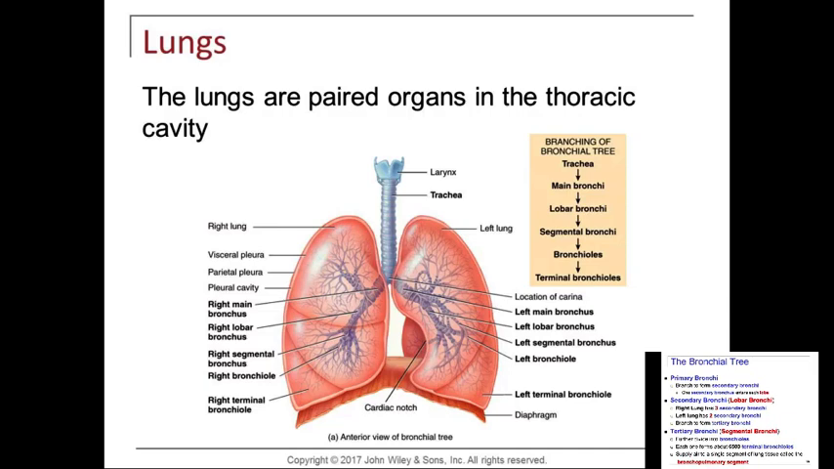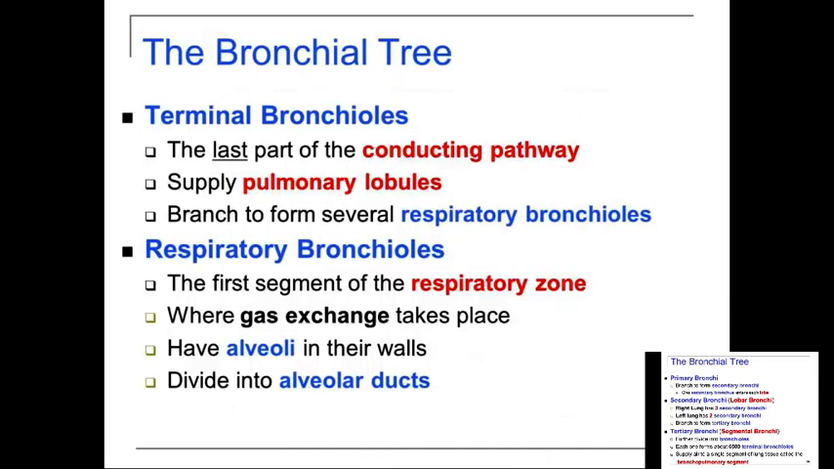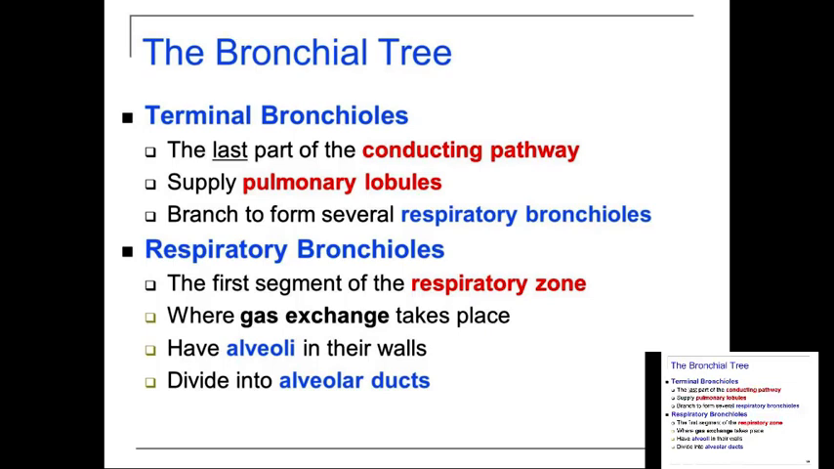The tertiary bronchi, also known as segmental bronchi, those divide into bronchioles. Now, each one forms about 6,500 terminal bronchioles. That's going to supply air to a single segment of the lung tissue called the bronchopulmonary segment. The terminal bronchioles, that's the last part of the conducting pathway. That's going to supply the pulmonary lobules. The respiratory bronchioles, that's the first segment of the respiratory zone.